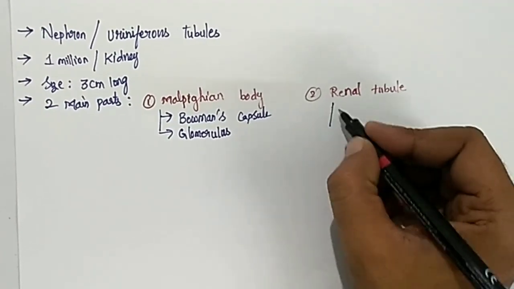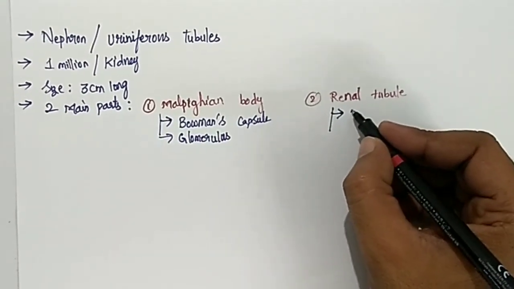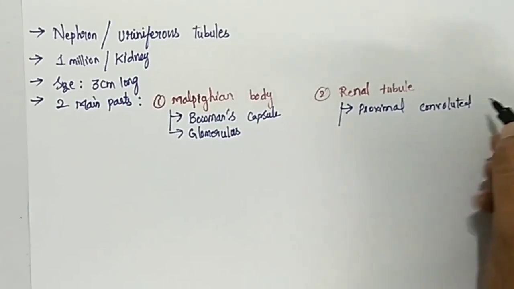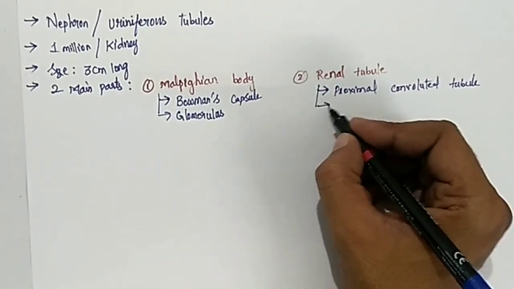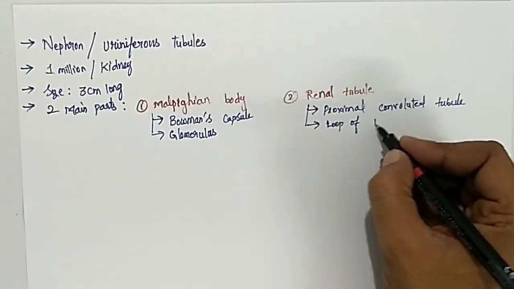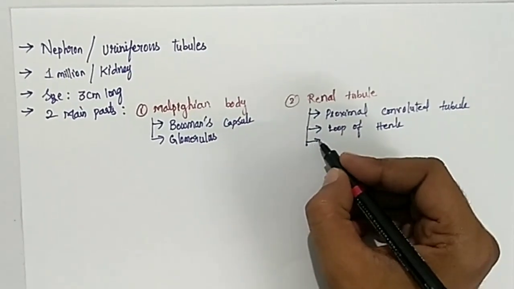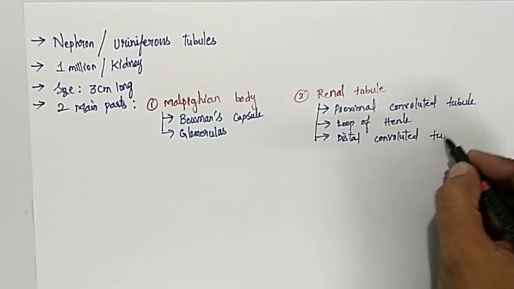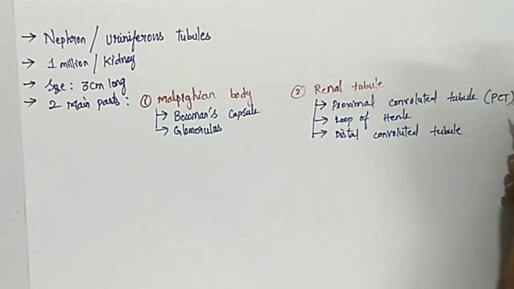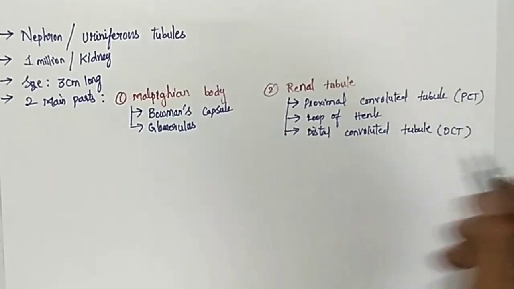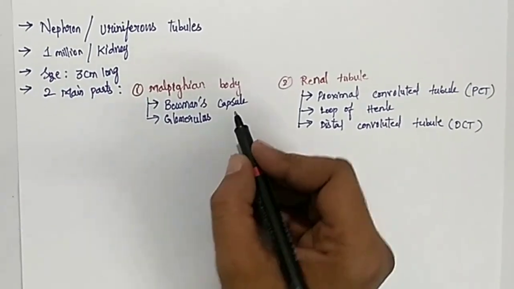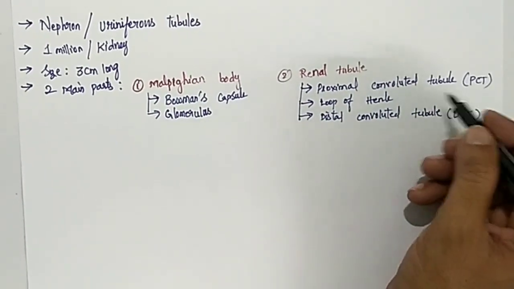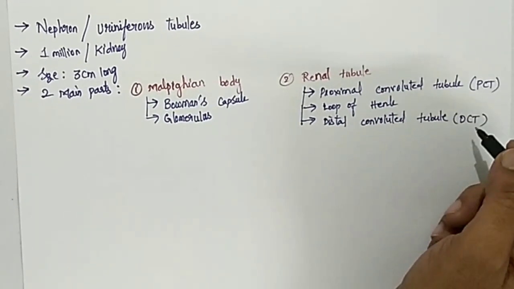Here the renal tubule has three parts. One is the proximal convoluted tubule. The second one is the loop of Henle. And the third part is the distal convoluted tubule. So we can also call them PCT and DCT. The Malpighian body has two parts, Bowman's capsule and glomerulus. The renal tubule has three parts: proximal convoluted tubule, loop of Henle and distal convoluted tubule.